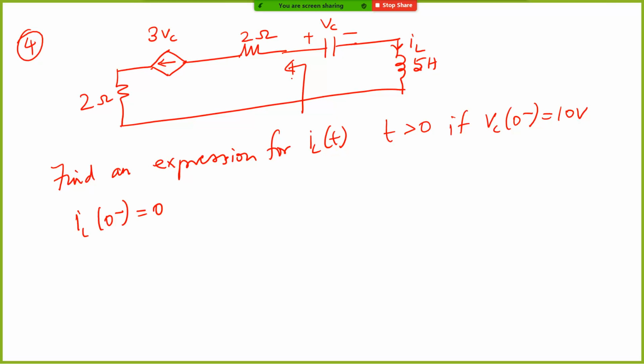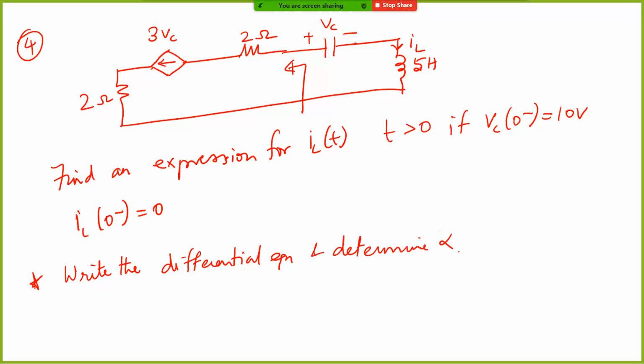Or you can also write an appropriate differential equation and then find out what is the value of alpha and omega naught. Omega naught will anyway be set by L and C. So the tip is basically write the differential equation and determine alpha. Okay, so that will be a little easier way to do these things. Or you can also do a Thevenin equivalent resistance.